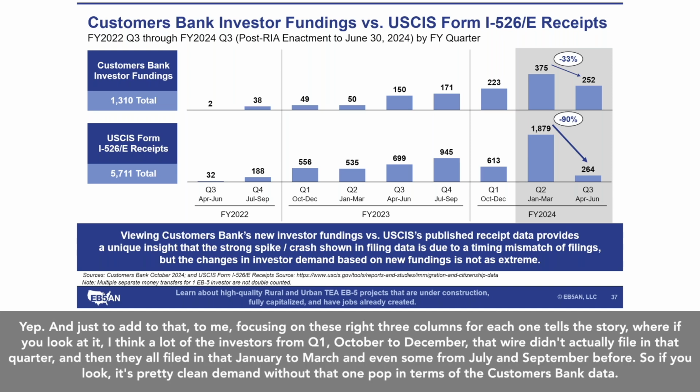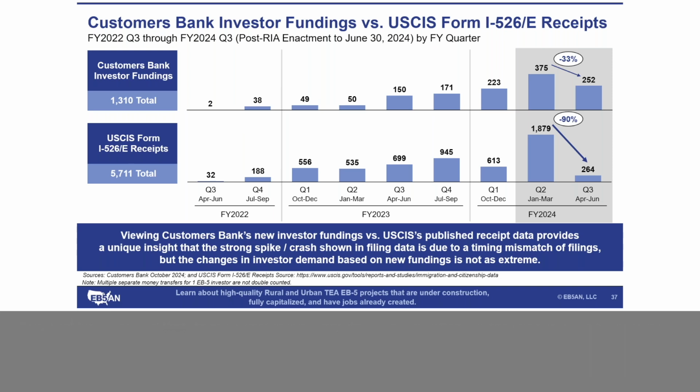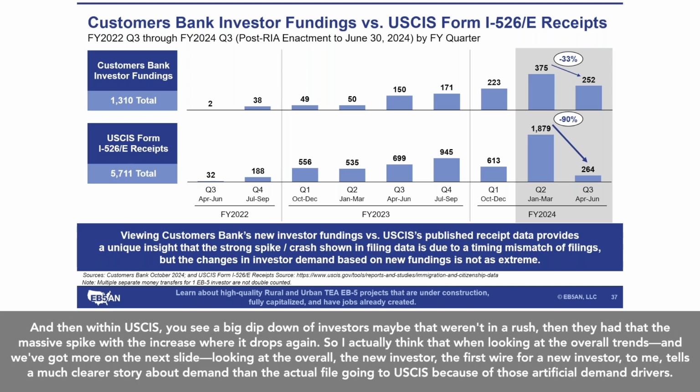Yep, and just to add to that, to me, focusing on these right three columns for each one tells the story. If you look at it, I think a lot of the investors from Q1, October to December, that wired didn't actually file in that quarter. And then they all filed in that January to March, and even some from July and September before. So it's pretty clean demand without that one pop in terms of the customer's bank data. And then within USCIS, you see a big dip down of investors maybe that weren't in a rush, then the massive spike with the fee increase where it drops again.